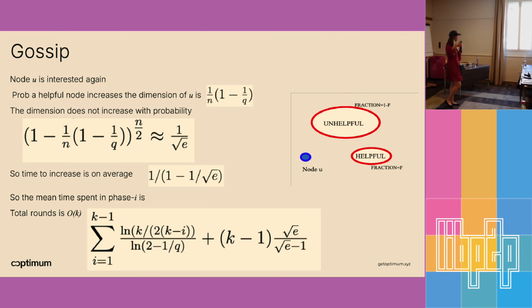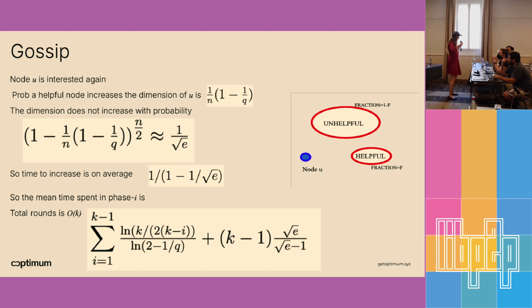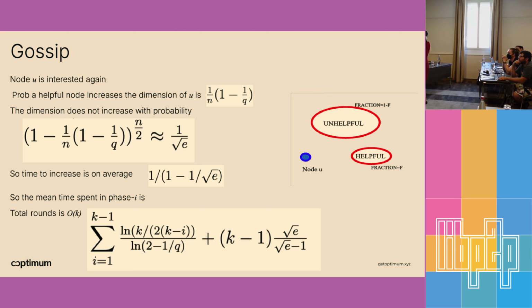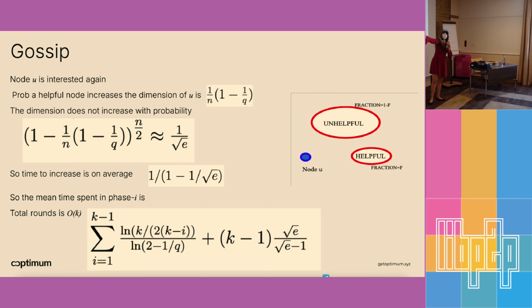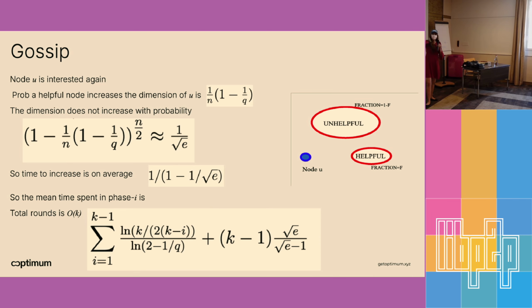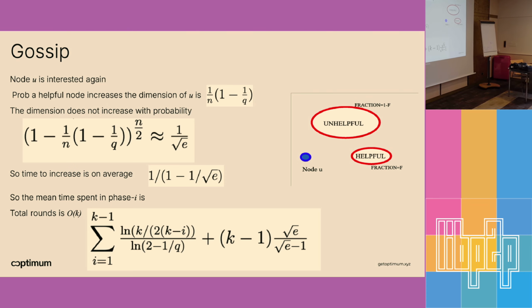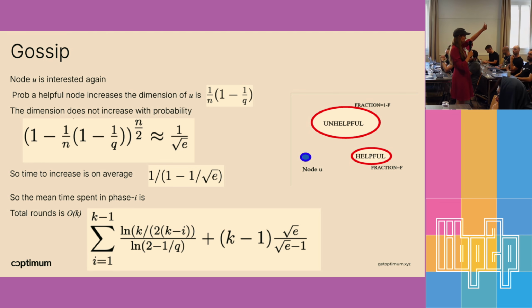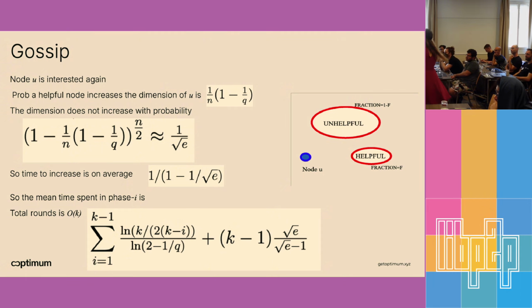So the mean time spent in phase I, well, remember, phase I is the time until node U bumps up its dimension. Why is the probability that a helpful node increases the dimension 1 over n? Because it's which of the nodes is going to actually talk to you. That's right. So, the question was why the 1 over n? Yeah. So now, what is the mean time spent in phase I? It's this time here, the Ri, which was the time until I got to 1/2 of helpful nodes, plus the time that, once I got to 1/2 of helpful nodes, I actually increased my dimension. It's the sum of the Ri plus this.